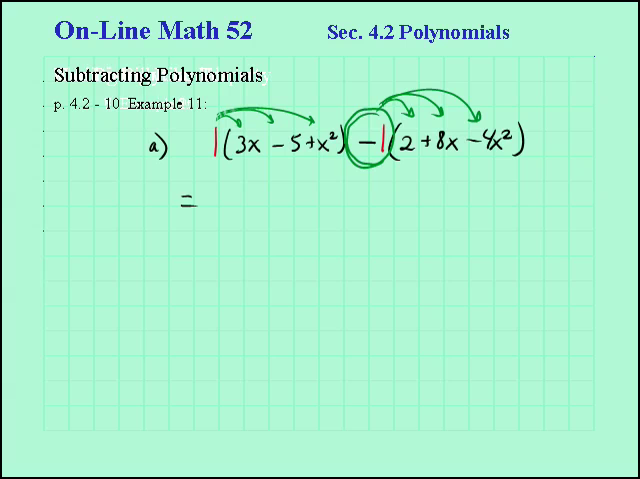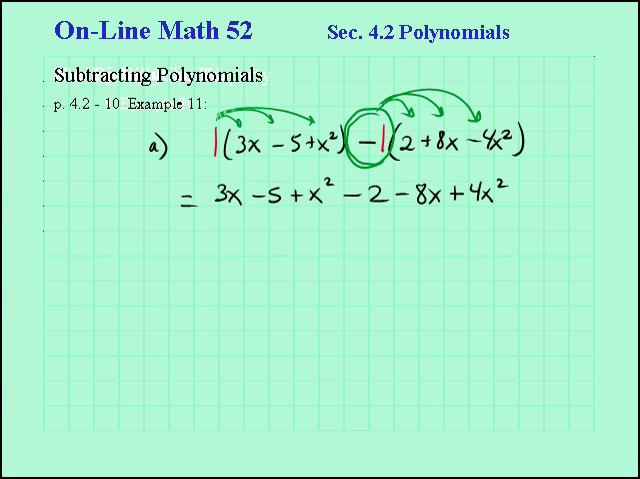1 times 3x is 3x, 1 times negative 5 is negative 5, and 1 times x squared is just x squared. But negative 1 times 2 is a negative 2. Negative 1 times 8x is a negative 8x. Negative 1 times negative 4x squared is a positive 4x squared.